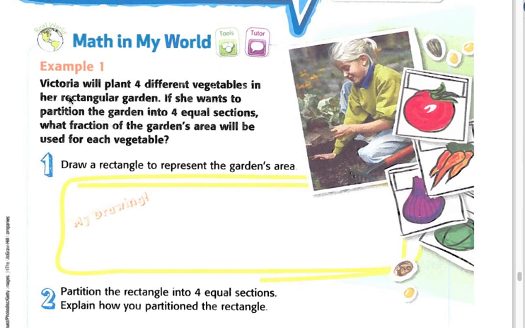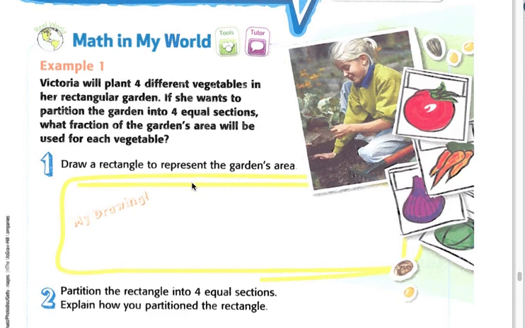Example 1 says, Victoria will plant 4 different vegetables in a rectangular garden. If she wants to partition the garden, partition means to put it into sections. That's what partition means. If she wants to partition the garden into 4 equal sections, what fraction of the garden will be used for vegetables? So now here we go.